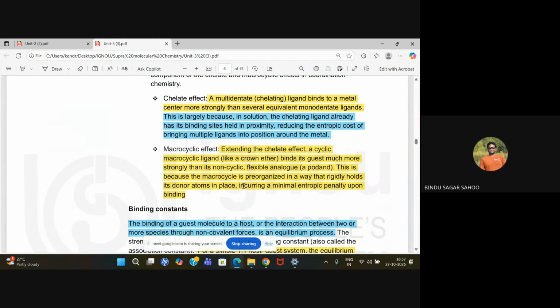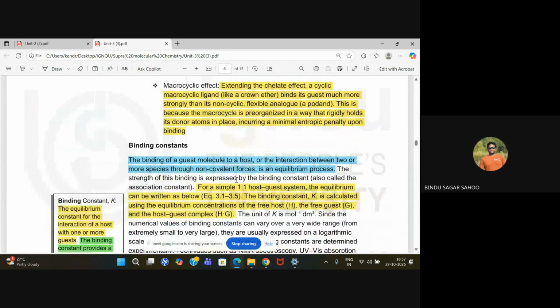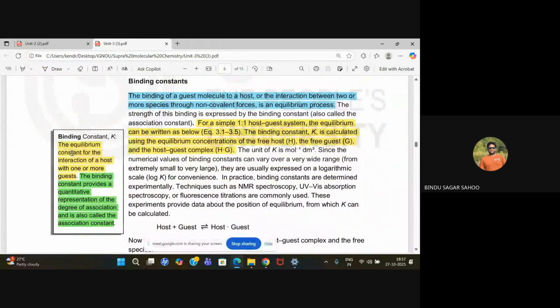Next, we will discuss the binding constants. What will be the binding constant, or what will be the equilibrium constant? Particularly, what is a binding constant? That is mentioned here: the equilibrium constant for the interaction of a host with one or more guest molecules. So the binding constant provides a quantitative representation of the degree of association, and it is also called the association constant. If the binding constant, the K value, is larger, we can say the stability of the complex is also greater.